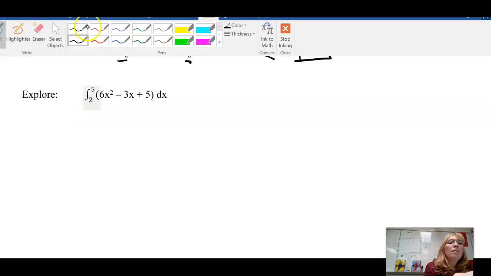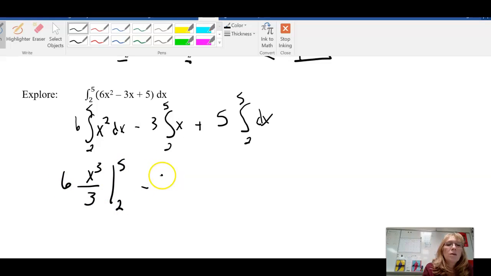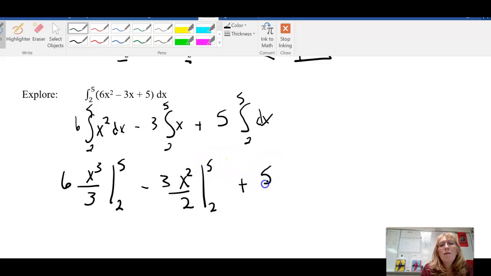So you should be doing 6 times the integral from 2 to 5 of x squared dx, minus 3 times the integral from 2 to 5 of x, plus 5 times the integral from 2 to 5 of dx. Do your antiderivatives. So this is x cubed over 3, still times 6, all from 2 to 5. Minus 3 times x squared over 2, all from 2 to 5, plus 5x, all from 2 to 5.